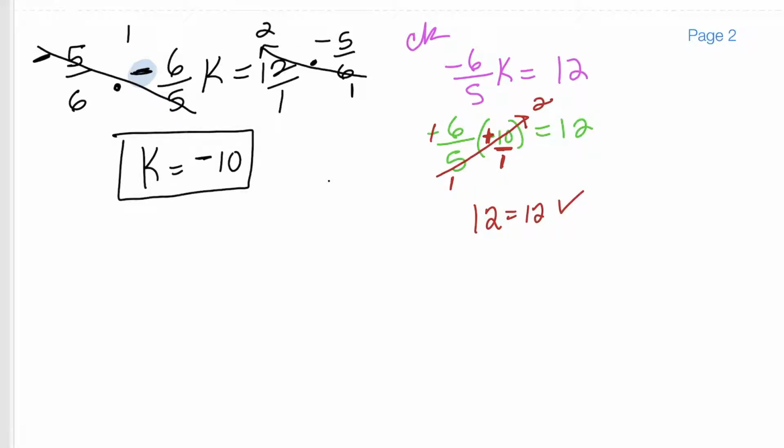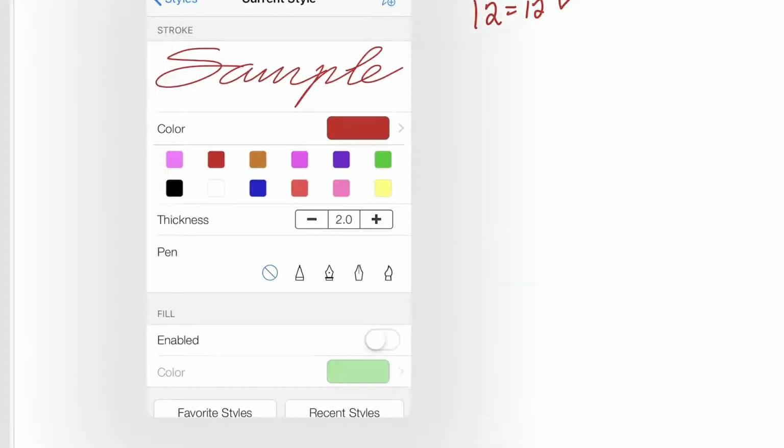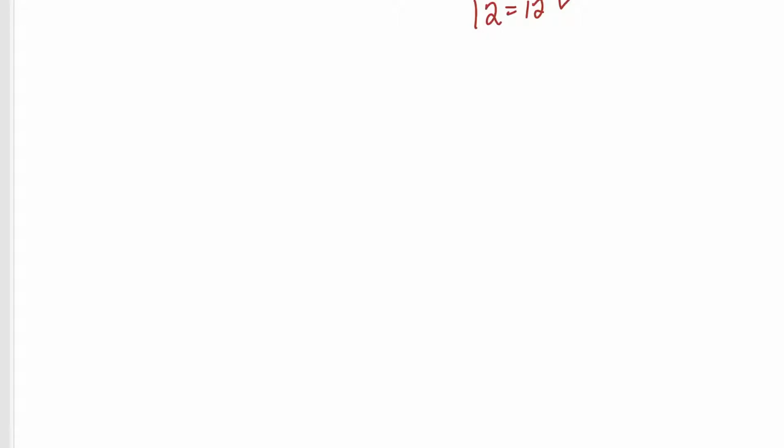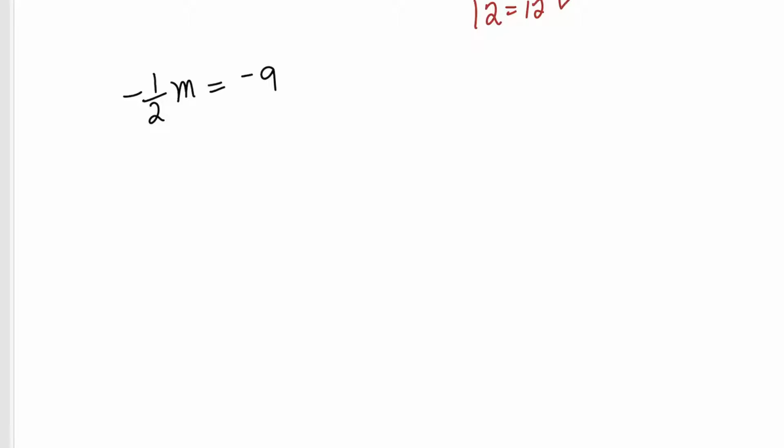Hopefully that helps. Let's do one more. So let's say, for example, I have negative 1/2 m, and that's going to be equal to negative 9. Okay? The inverse of division is going to be multiplication. I'm going to take the reciprocal of 1/2. That's going to become 2 over 1.